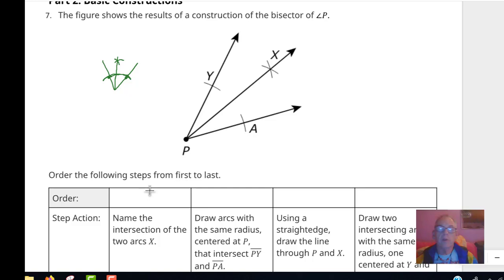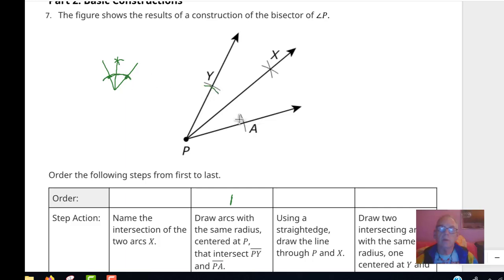So the first step on here is draw arcs with the same radius centered at P that intersect PY and PA. This is step 1. That's this part right here.